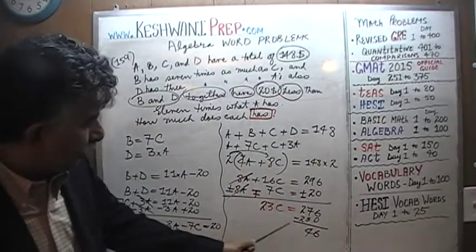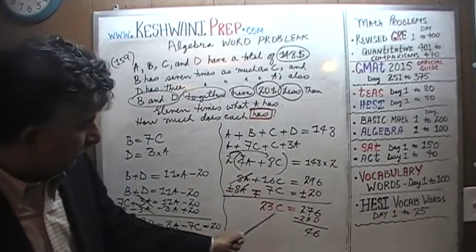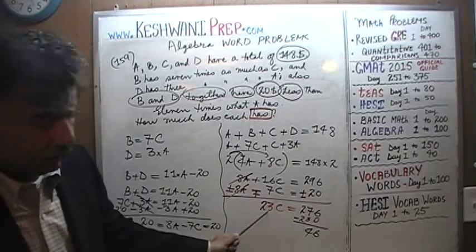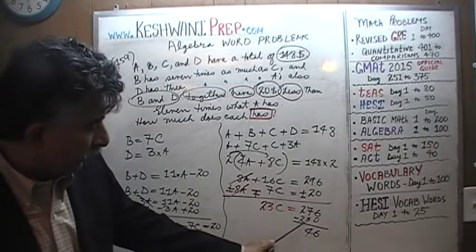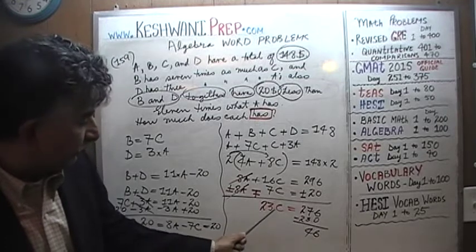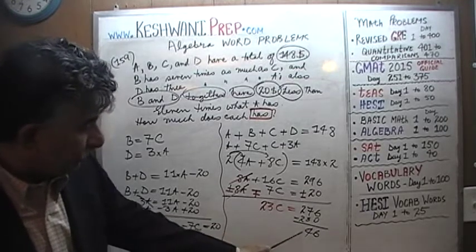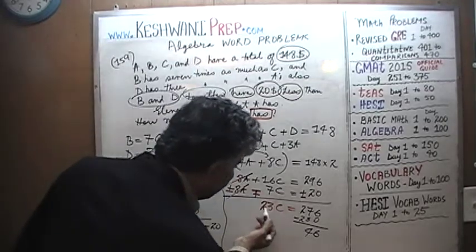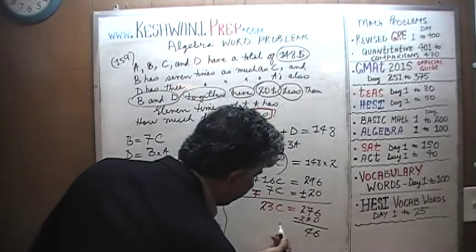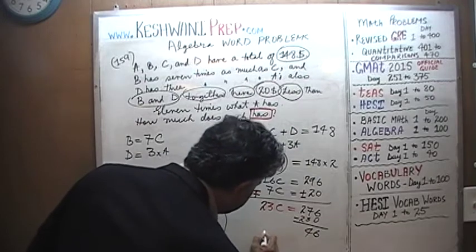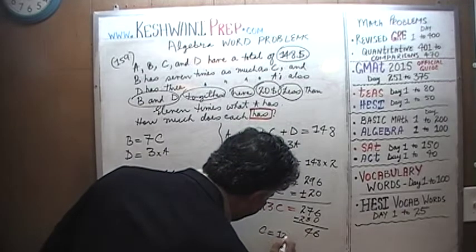And are you able to see that 46 is simply 2 times 23? 2 times 23 is 46. And what does 230 represent? 230 represents 10 times 23. 10 times 23 and 2 times 23. In other words, 23C equals 276. That tells us that C is 12.